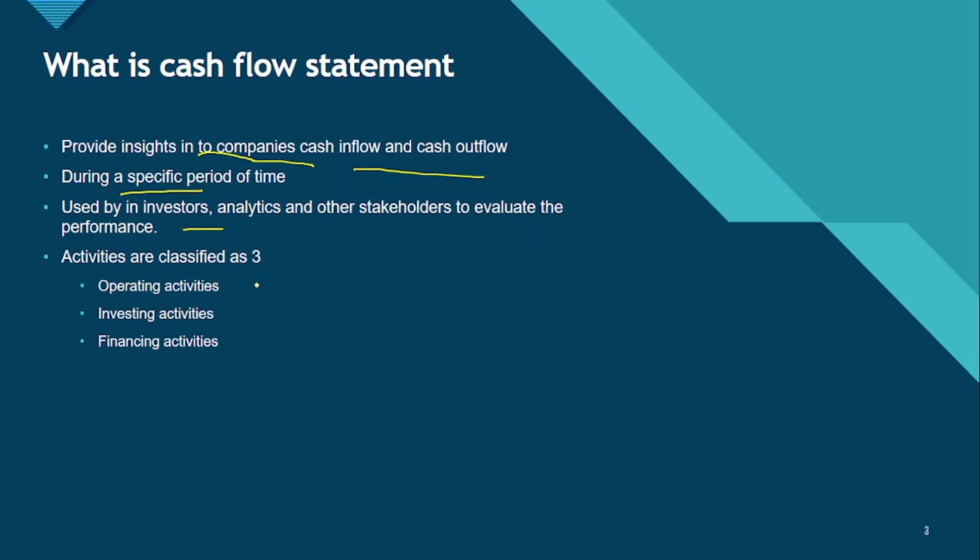So in the statement of cash flow, the whole business activities are classified into three. The first one is operating activities, the second one is investing activities, and the third one is financing activities. Operating activities are related to core business operations. Investing activities are related to buying and selling of an asset or an investment. Financing activities are related to the capital structure of the company, whether the raising of new capital or repayment of debt, all these come under the financing activities.